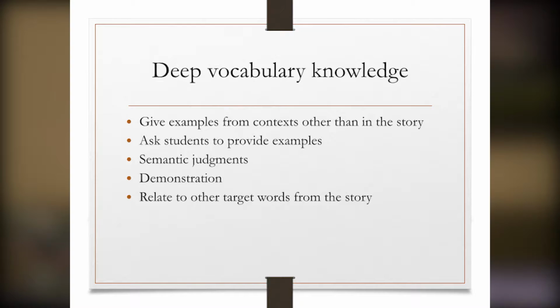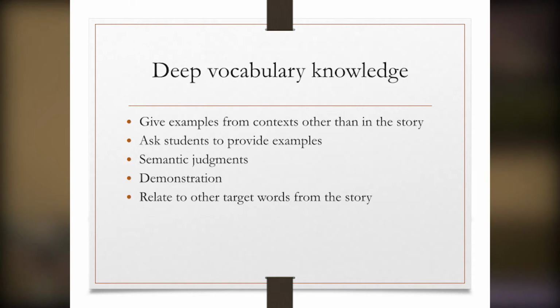The next part of the vocabulary instruction is to go deeper in understanding the meaning of the target word. Based on McGregor and Duff's chapter, I create questions requiring critical thinking. First, give examples from contexts other than the ones in the story. So for tugged, I might say, "I tugged on my mom's arm to get her away from the shoe store." Number 2, I can ask students to provide examples. What is something that you have tugged on?